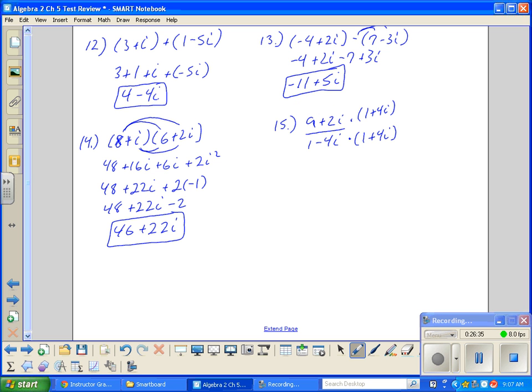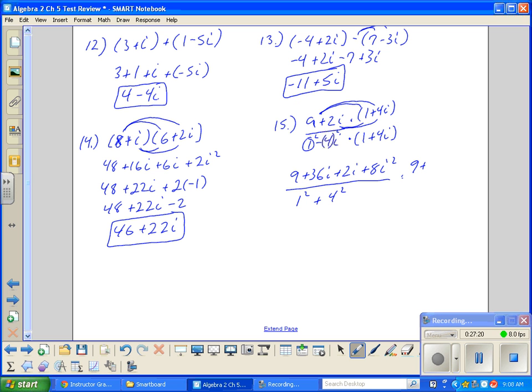So on the top, we're going to FOIL that. So 9 times 1 is 9. 9 times 4i plus 36i. And the inside terms, 2i times 1 plus 2i. And 2i times 4i plus 8i squared. And when we multiply the complex conjugates together, it's going to be the a term squared plus the b term squared. So that's going to be 1 squared plus 4 squared.